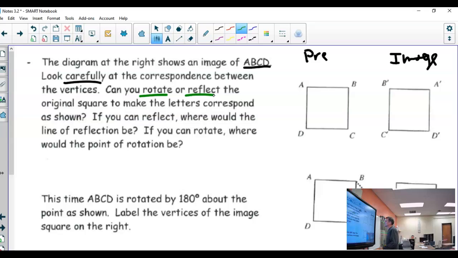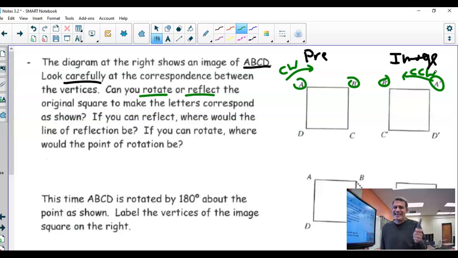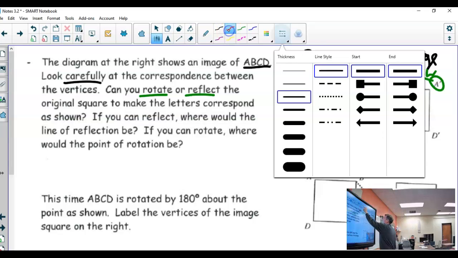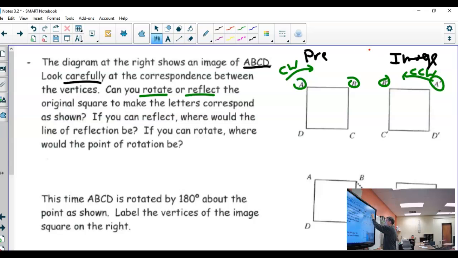Well, here's what I notice. I notice that the A and the B have switched directions. Here they were going clockwise. And over here, when I go from the A to the B, I'm going counterclockwise. So if the orientation has changed, I know this must be a reflection. And the line of reflection is right here.